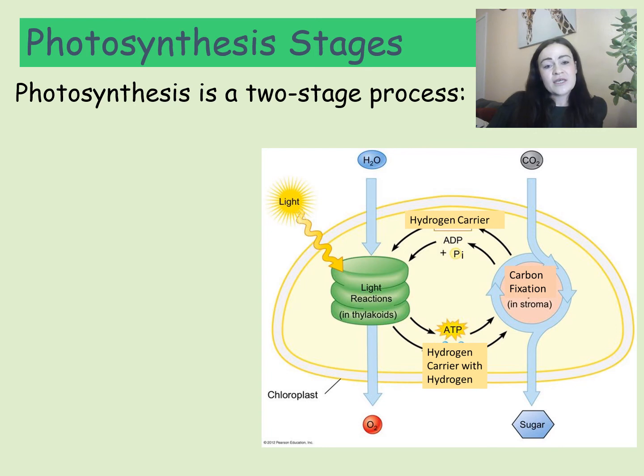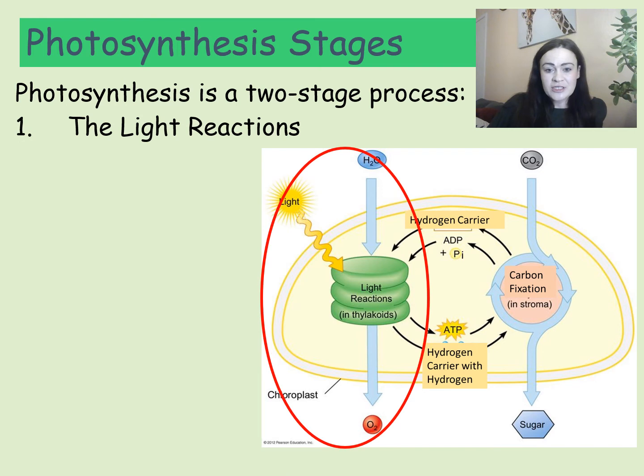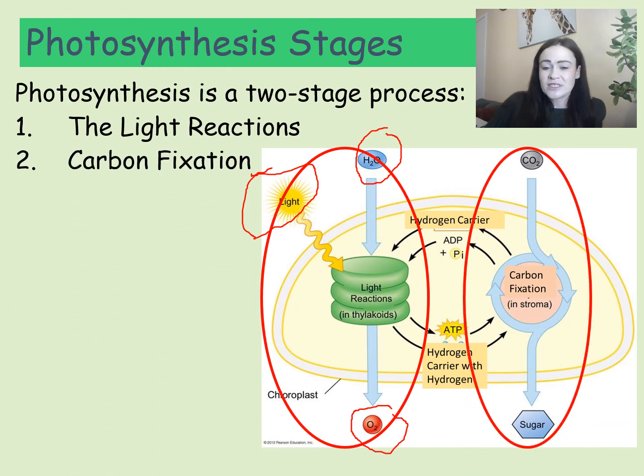Now, photosynthesis occurs in two stages. We've got the light reactions, and this diagram shows us the insides of a chloroplast, and we can see in the light reactions that we need our light. We can also see that something's happening with our water, and the light reaction is actually where we produce our oxygen. Now the second stage does not require light, it's called carbon fixation, and that's when they use the carbon dioxide from the atmosphere, and with the hydrogen that they've taken from the water, they produce glucose.